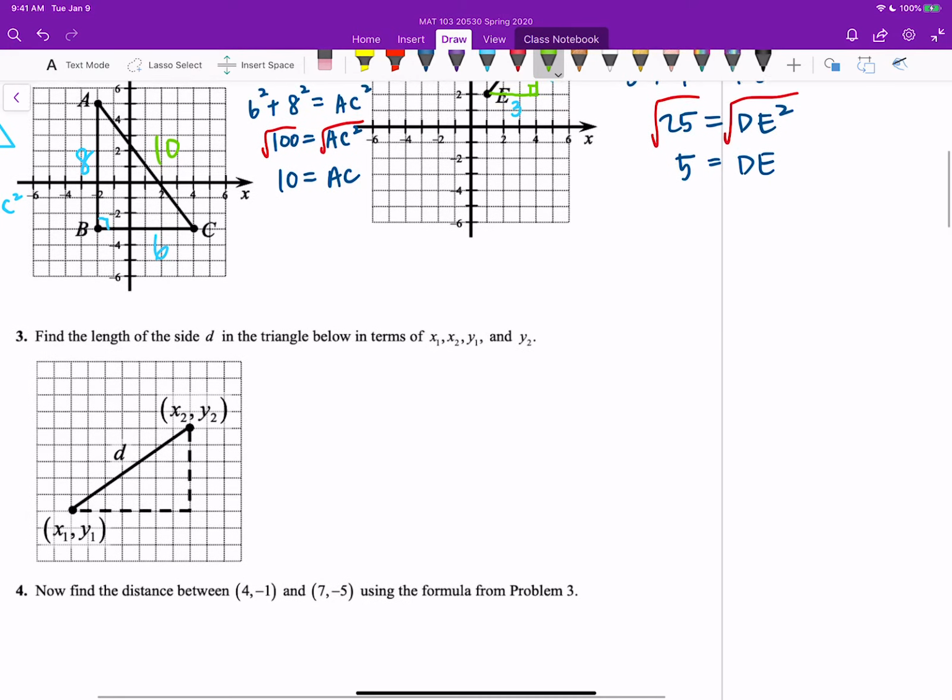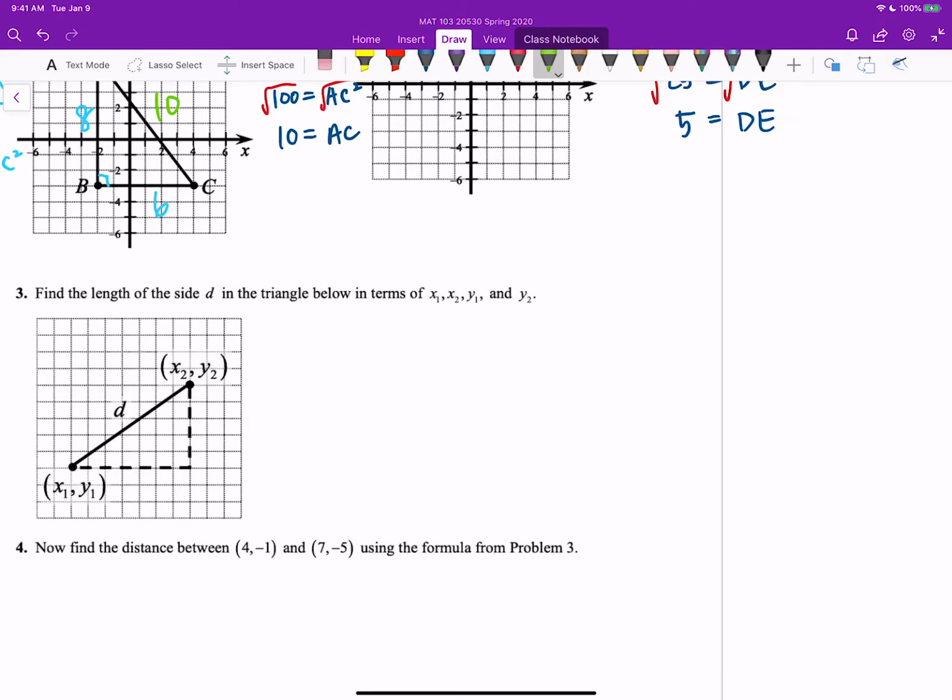Now let's generalize what we just discovered. Find the length of the side d in the triangle below in terms of the coordinates. So you have x1, y1, x2, y2. Apparently we need to find out the base and the height. So for the base, it's from x1 to x2, right? It's the horizontal distance. Horizontal distance is connected to the first number in the coordinates, which is the x coordinate. So for the base, you simply use the larger x coordinate, which is x2, subtract the smaller x coordinate, which is x1. So that's your base.